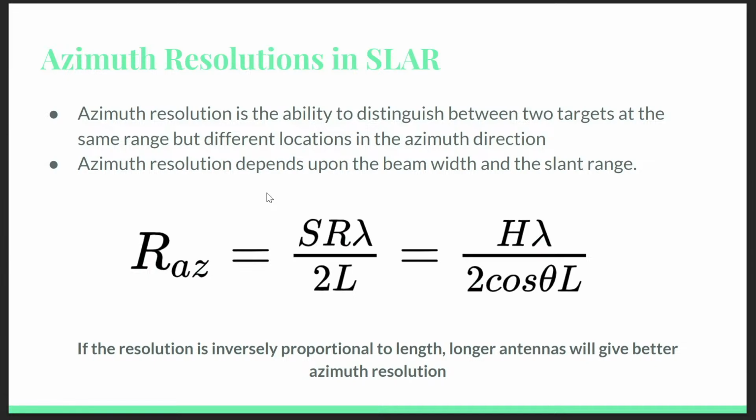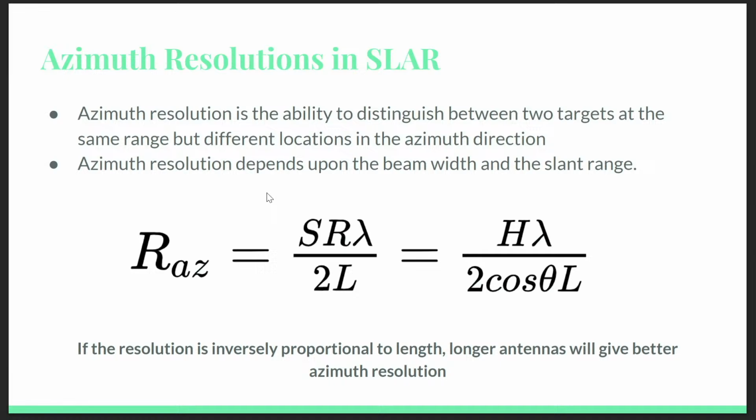The wavelength is fixed. The slant range is going to be dependent upon the height and the range which we are going to be considering, right? So forget about the look angle, that is also fixed. The only thing that varies is the length of the antenna. So slant range into the wavelength divided by 2 times the length of the antenna is going to be what azimuth resolution is. Okay.